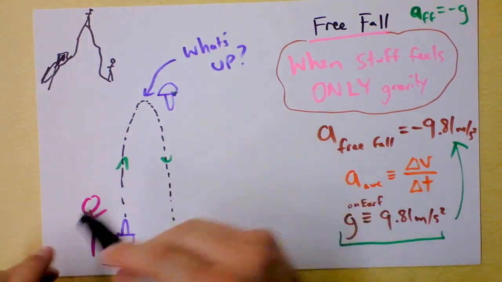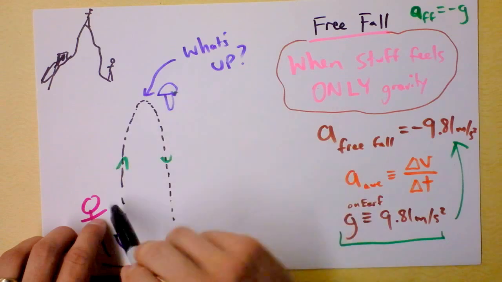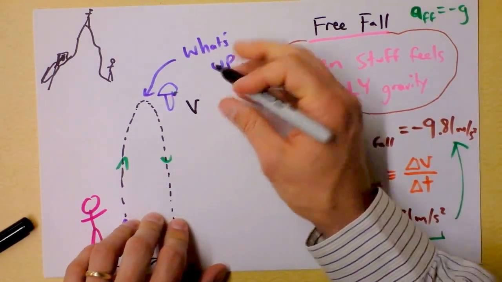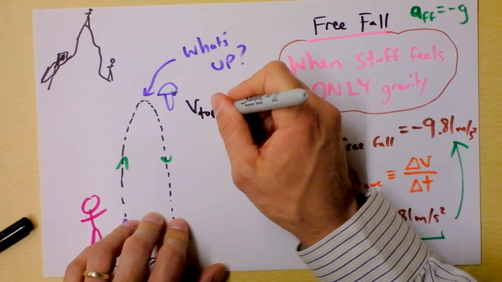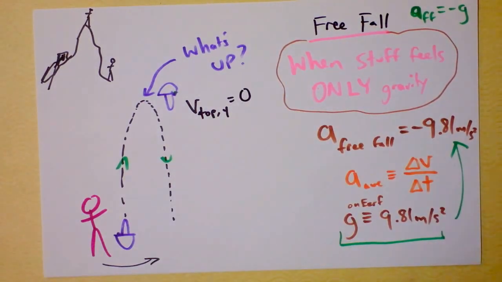So the nice thing about free fall is it's pretty clear that at the top you have to stop because you were going up and then you're going down. So what I'm gonna say is the velocity at the top in the y direction is zero. So this is a really, really important realization.